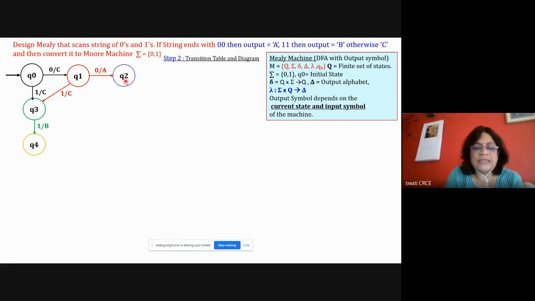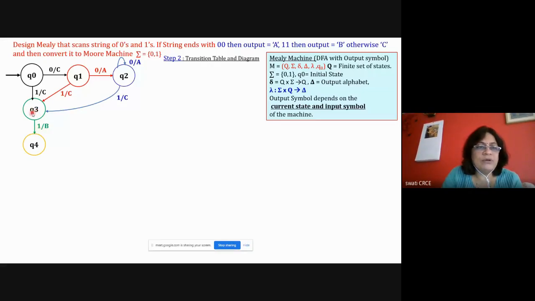Now go to state Q2. In Q2, if there is any 0, the last two symbols will be 0, 0, so the output should be A. So we'll draw it here: on 0, output is A. But if in Q2 there is any 1, it will go to Q3, and with 1 the output is C. Now for state Q3, the transition for 1 is done, and the transition for 0 is remaining.